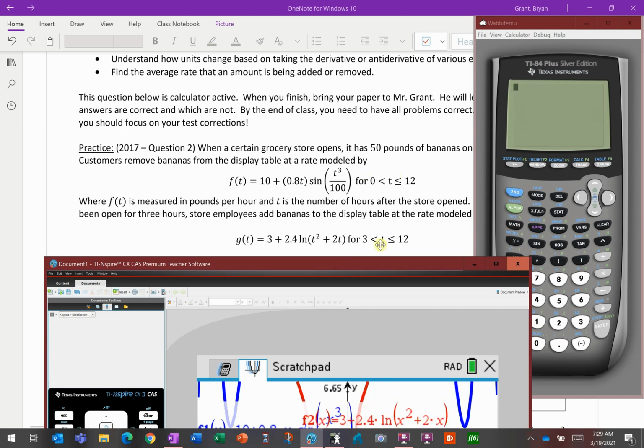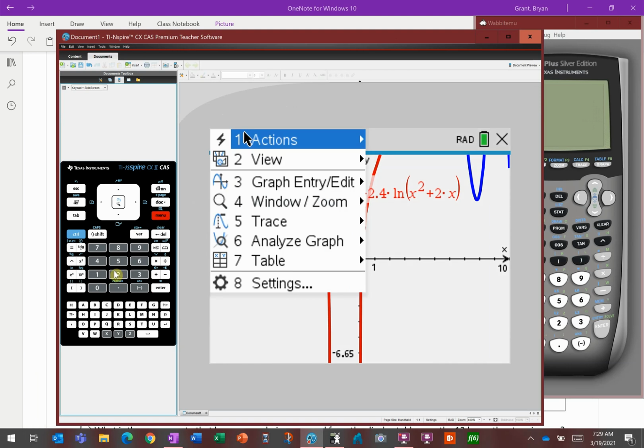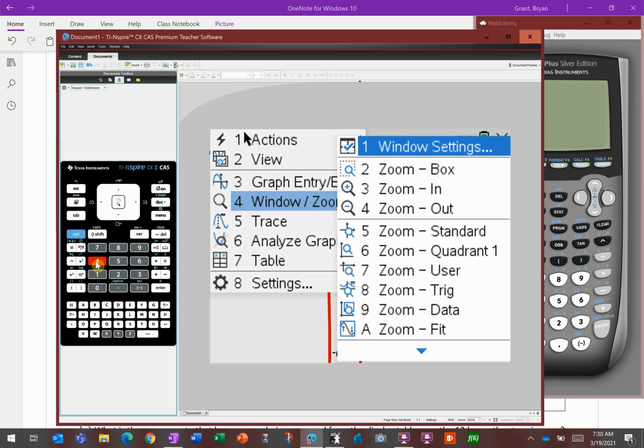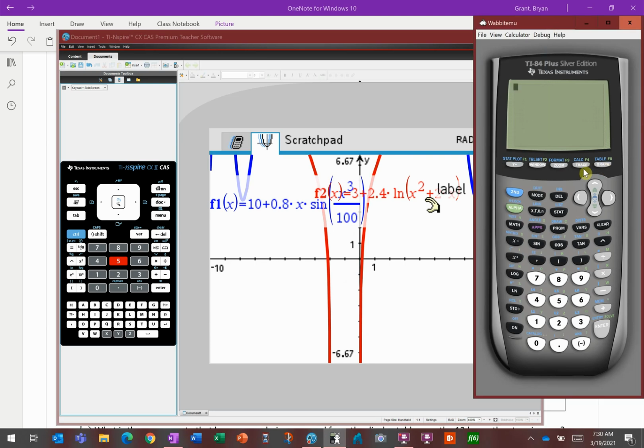Nice. We're only looking between 0 and 12, so I might as well change my window a little bit. Menu. And honestly, the first thing I should probably do just to make sure settings aren't weird is go menu, window, and then standard, which is 5. Nothing changes here. But if I do that on my 84, let's see, if I go to graph here, you'll notice that my window's weird and it's graphing kind of slowly. If I want to stop that, hit the on button.